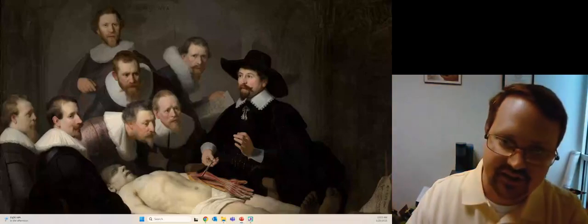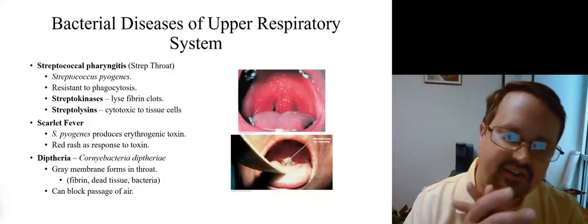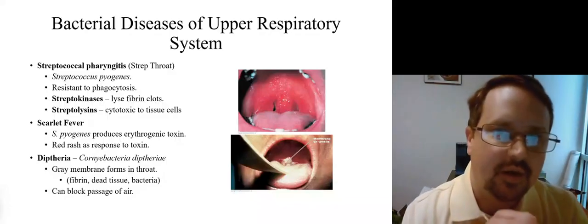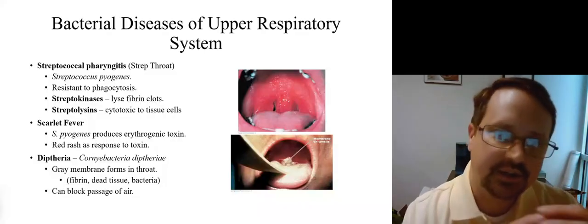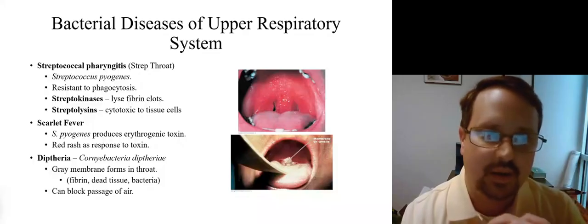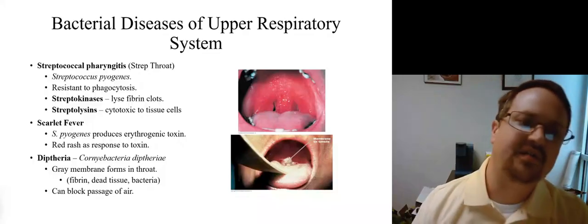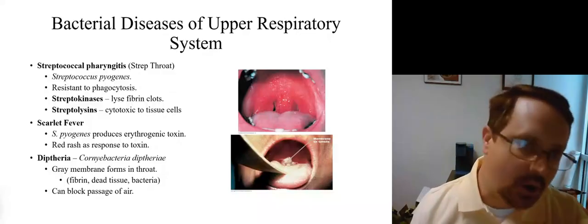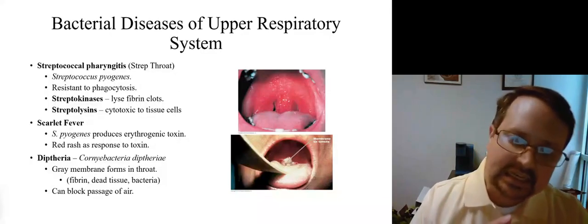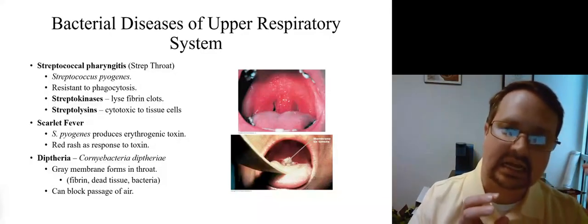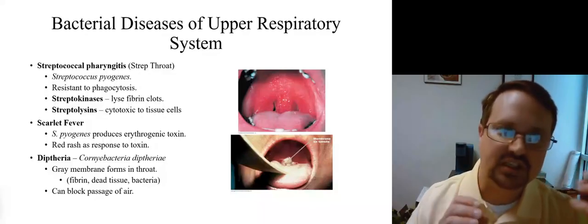Of the infectious diseases, we're going to be looking at some more diseases. We're going to start with the respiratory system, and look at things that are bacterial. First, some streptococcal illness: streptococcal pharyngitis, or just strep throat, caused by Streptococcus pyogenes. The pyo means pus, so you will get these pus-like blisters in the back of the throat.